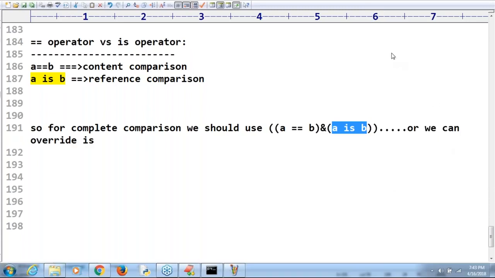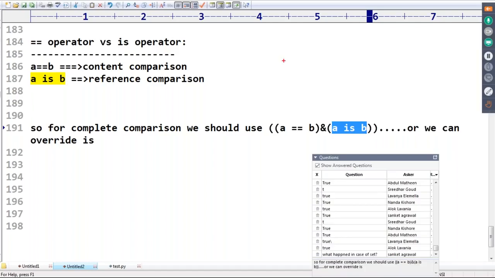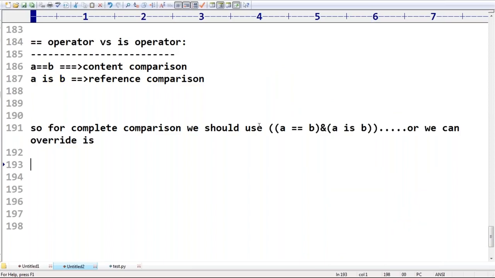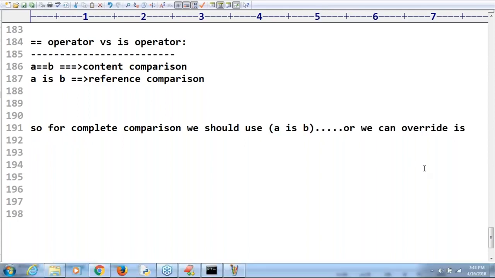Very simple, sir. You should not use it like that. The reason is, if A is B is true, what is the meaning of that? It means A and B are both pointing to the same object. If both are pointing to the same object, the content of A and the content of B is always the same, because both are pointing to the same object only. That's why we are not required to use this type of thing. If A is B returns true, automatically the content is always the same. Are you getting it?